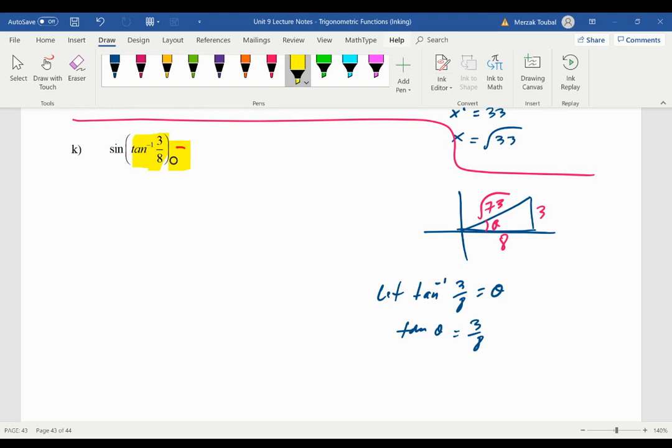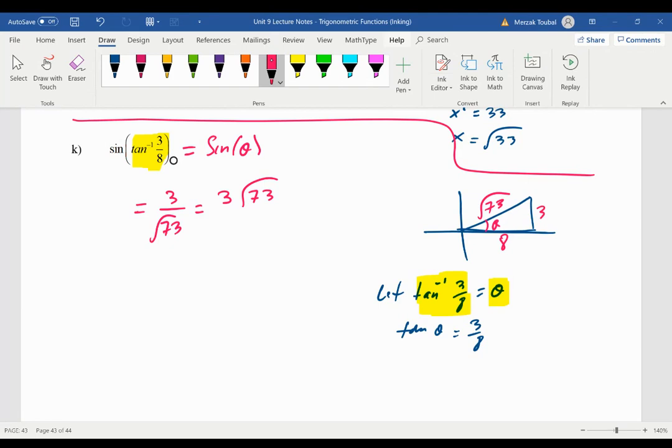Now, let's finish this. We said that tangent inverse of 3 over 8 is theta. So it means sine of theta, look at the triangle. What is sine of theta? Opposite over hypotenuse. 3 over square root of 73. Rationalize: 3 square root of 73 over 73.